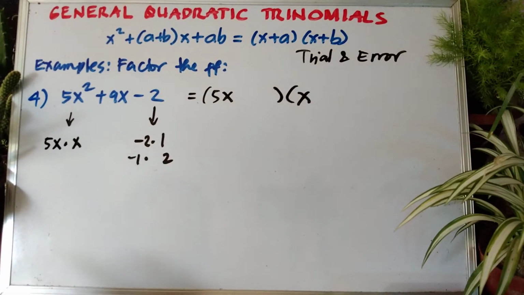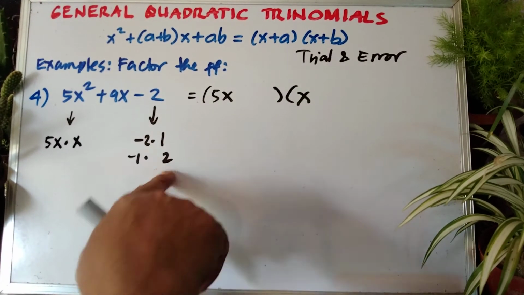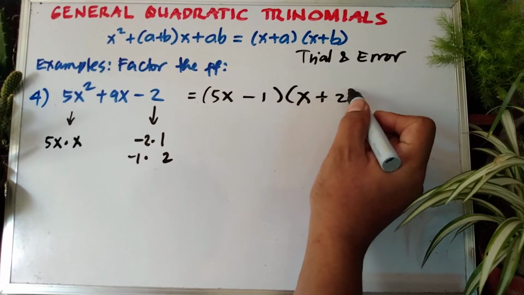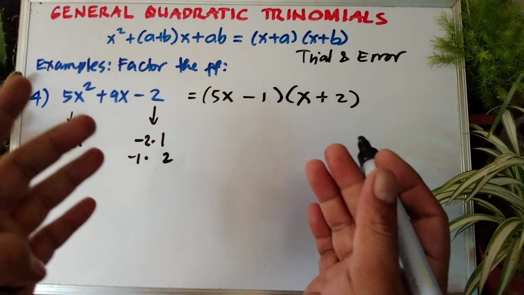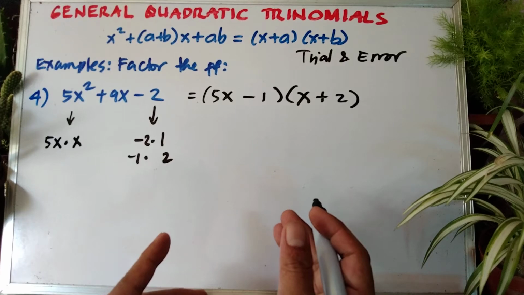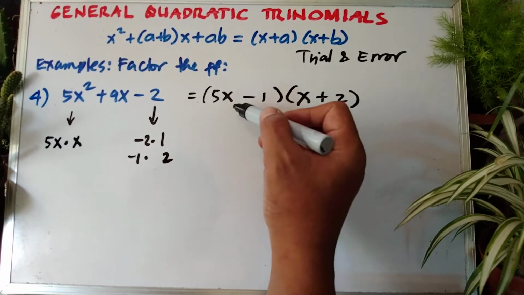Which one here? This one. Let's use this one, negative 1 and positive 2. So, negative 1 here, plus 2. Okay. This is a trial and error method. So, you will do the checking whether you got the correct answer here.